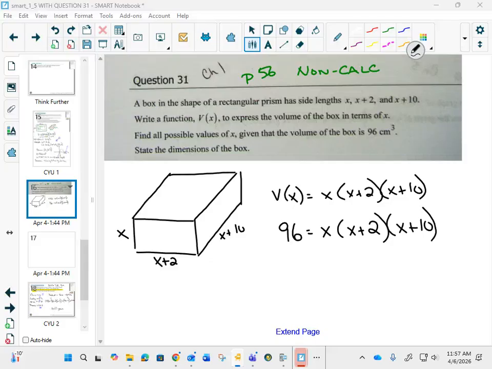So what did students start doing? They just started trying some nice numbers. Does 1 work? No. Does 2 work? Yes. Okay. So guessing and checking, they got x equals 2. So this is 2, this is 4, this is 12. They're done the question. They say, I figured it out.